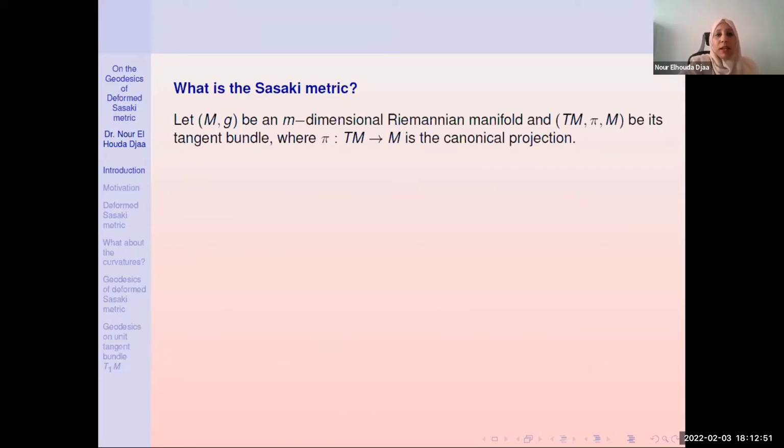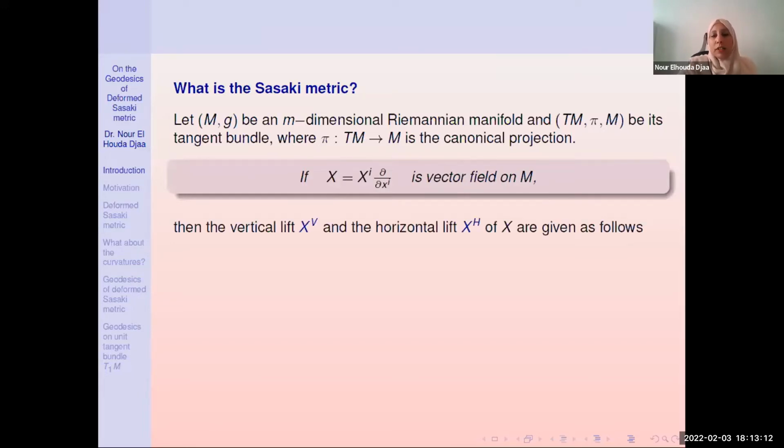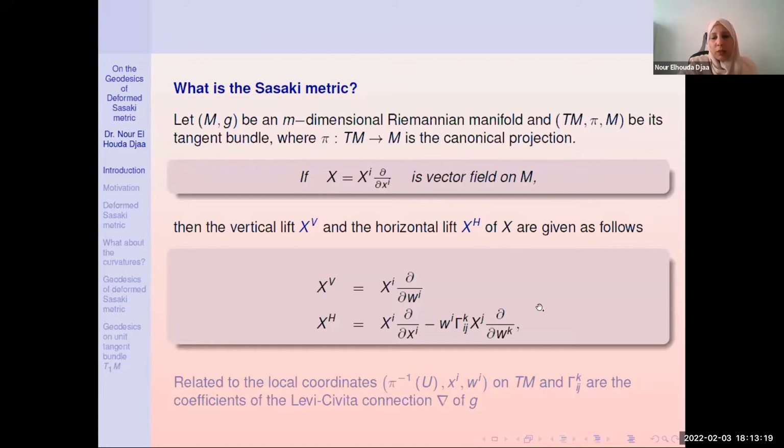Let (M, g) be an m-dimensional Riemannian manifold, and (TM, pi) the tangent bundle, where pi is the canonical projection from TM into M. So if X is a vector field on M, then the vertical lift X^V and the horizontal lift X^H of X are given as follows. Here the basis is related to the local coordinates x^i, y^i.